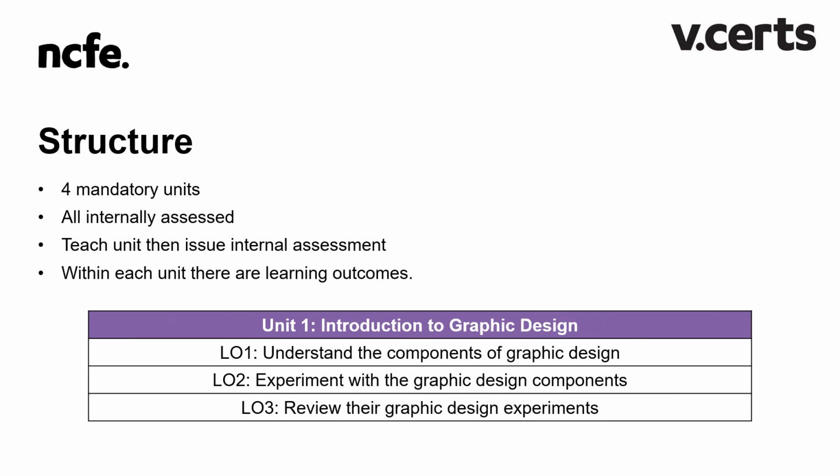Each unit has 3 to 4 learning outcomes that need to be taught, so let's look at an example for graphic design. Unit 1, which is an introduction to graphic design, has 3 specific learning outcomes. Learning outcome 1 is to understand the components of graphic design. Learning outcome 2, experiment with the graphic design components. And learning outcome 3, review their graphic design experiments.